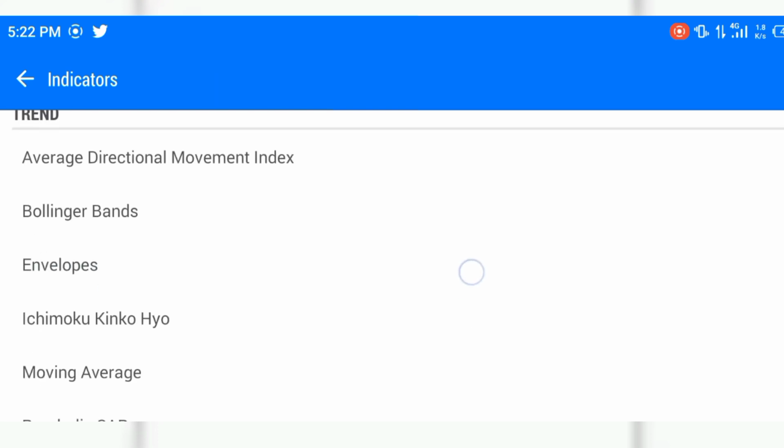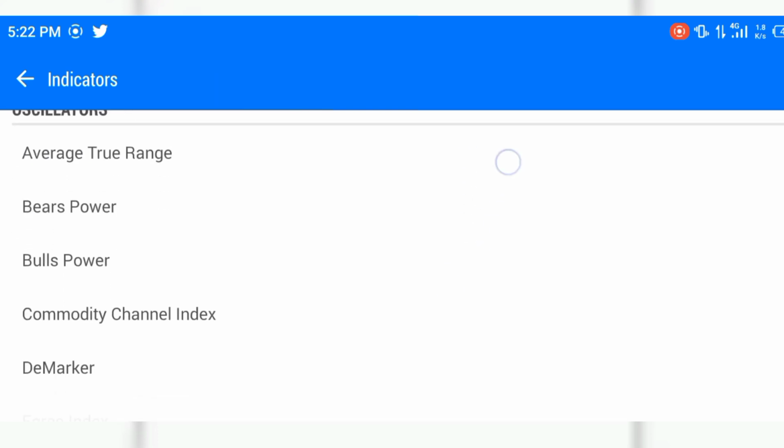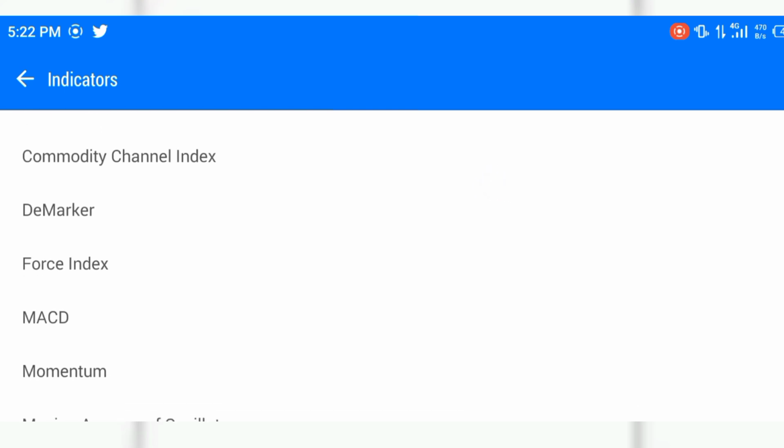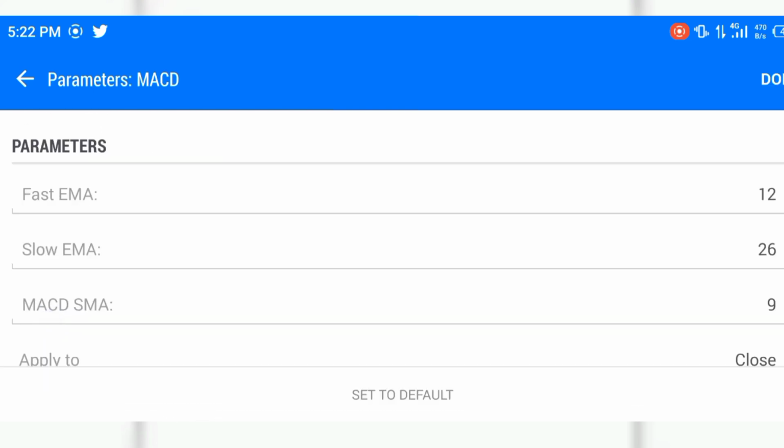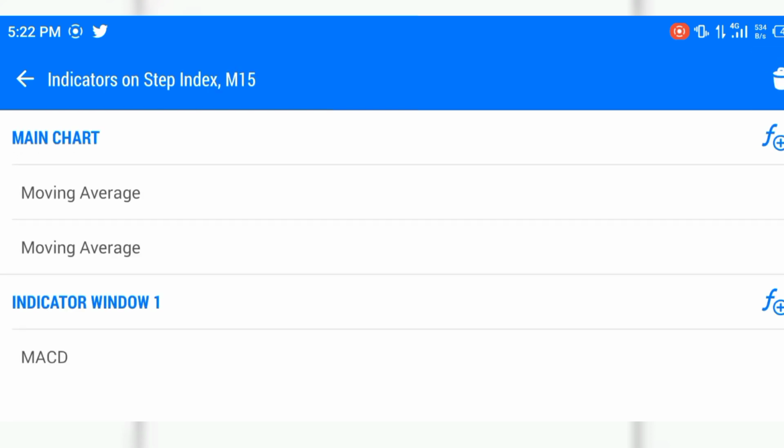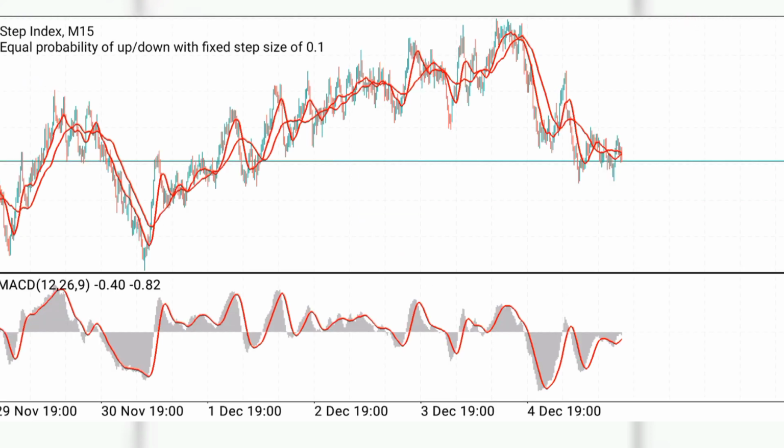Then I'm going to add my MACD. This is it. Now I would like to use the default setting because it is not the main indicator here. The main indicator is the first two. So let's go. This is how your chart will look like.